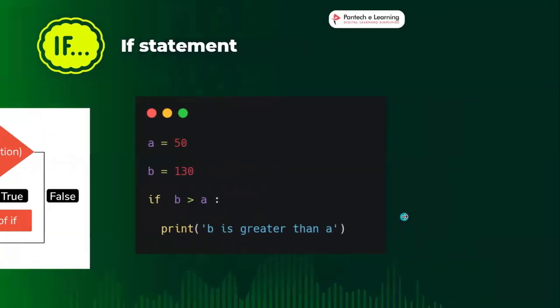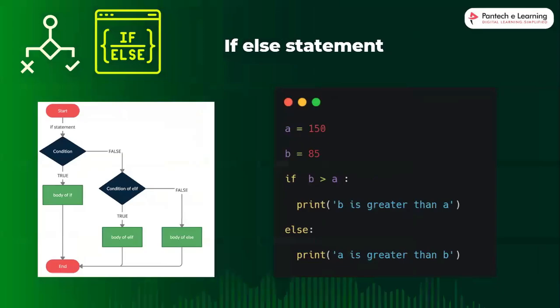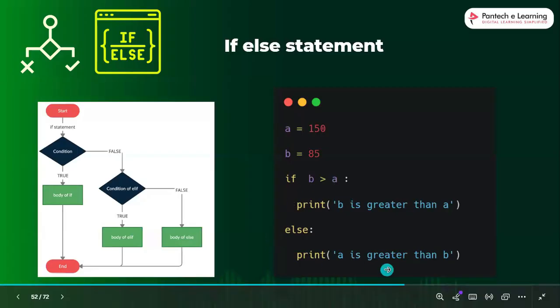Okay, same like that, else. Else is nothing but something you add at the end of the statement. That's it, same condition. Before that, we create the if condition and the condition is checked. If the condition is true, the body of the if will be executed. If the condition is false, it goes to the else statement.